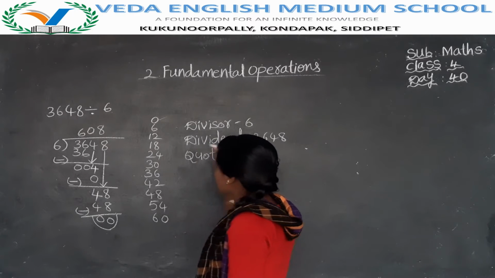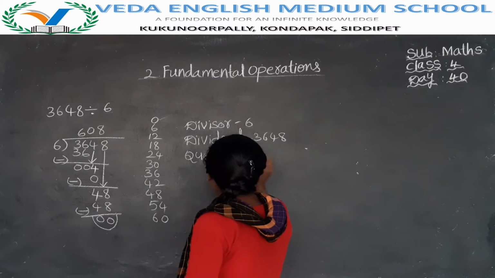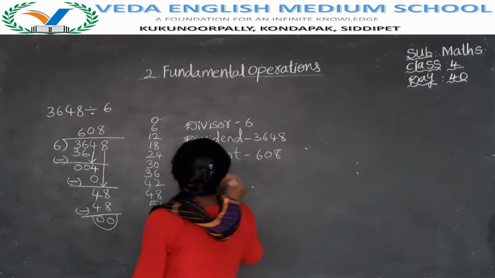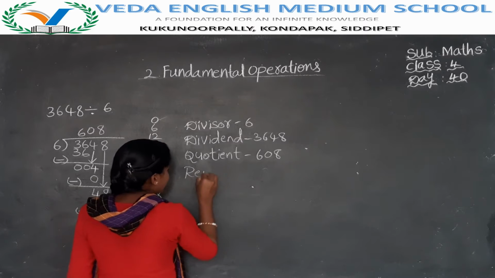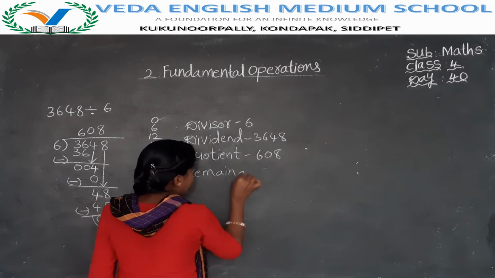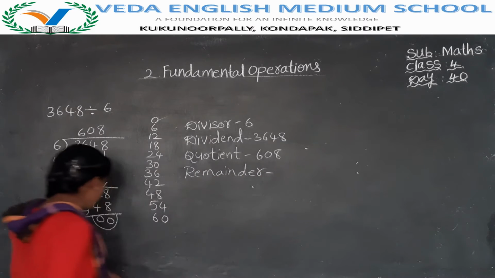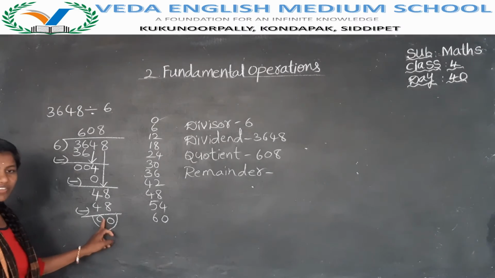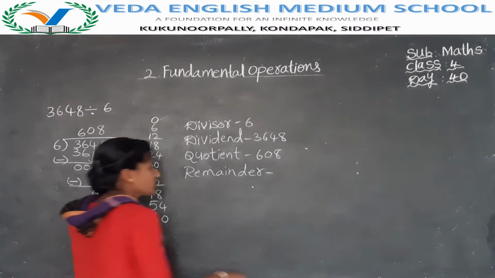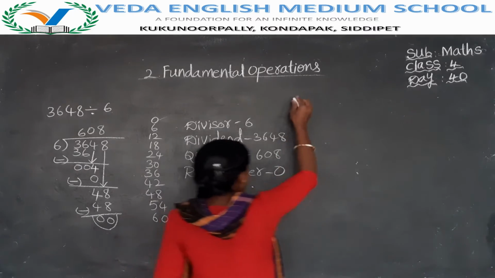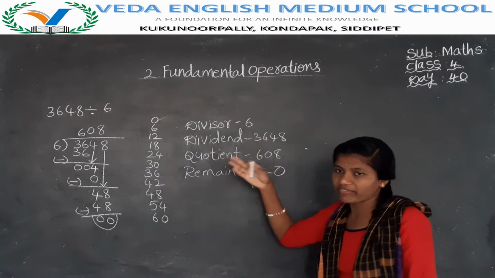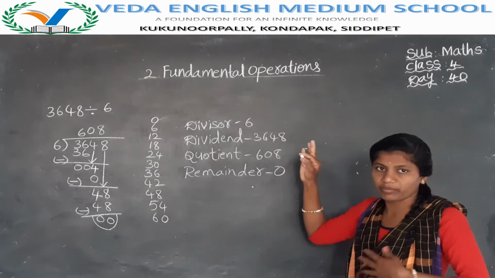Next, the quotient. What is the quotient? 608. Last, the remainder. What is the remainder? Here the remainder is 0. Here we have two zeros, but one zero is enough. So the remainder is 0. Now our division has been completed and we have written the divisor, dividend, quotient and remainder.